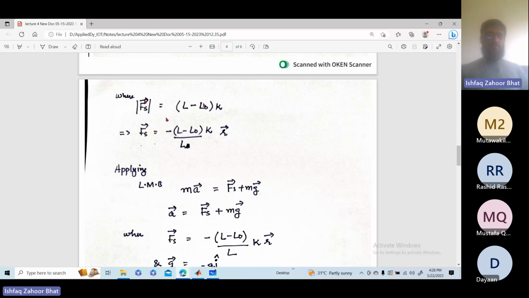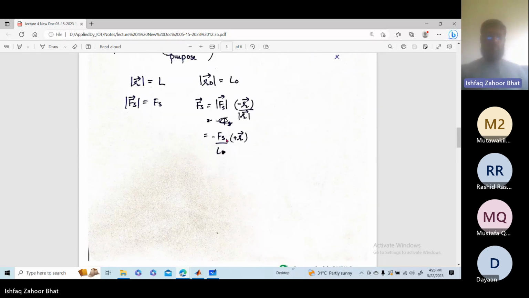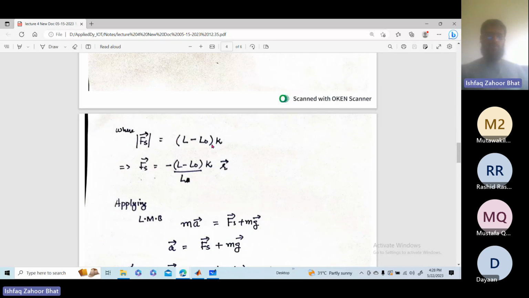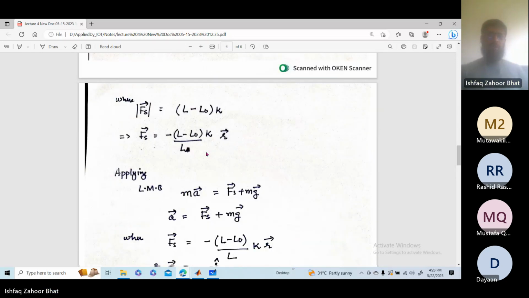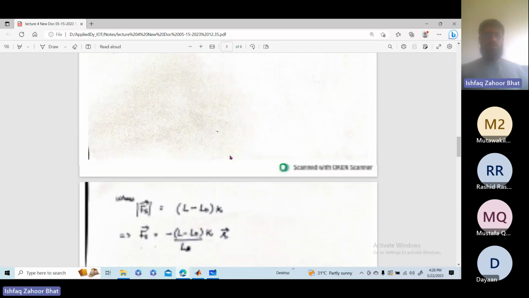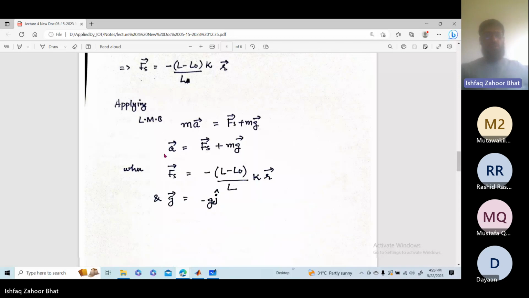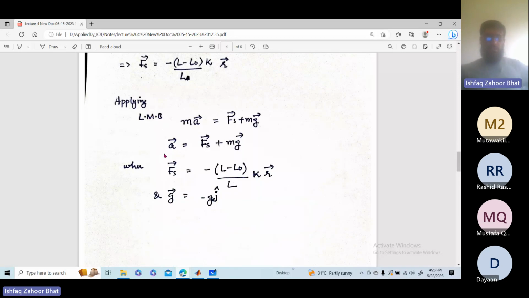Now the vector form of the spring force is, from here we can see, minus Fs, that is the magnitude of F, which we have calculated, divided by L, times r. So here we have got the vector form of this spring force. Now we will be applying the linear momentum balance equation. So what is the linear momentum balance equation? Actually, it is nothing but Newton's second law. So you know from Newton's second law that mass times the acceleration is the summation of all external forces.